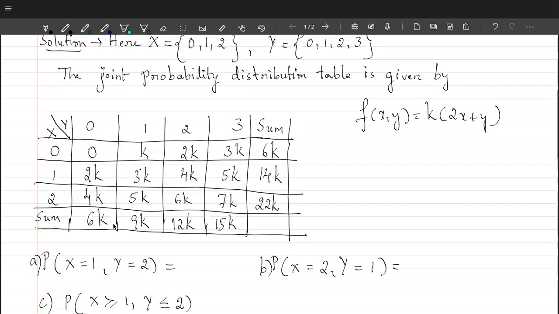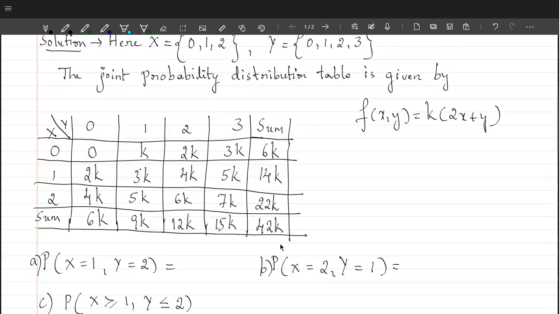Now we know that this row sum here should be equal to this column sum over here, and that sum should be equal to 1. So you get 6k plus 9k, that is 15, 15 plus 12, that is 27, 27 plus 15, that is 42k. So the total of this row sum is 42k. Let's calculate the column sum and check whether it is the same. 14 plus 6, 20, 20 plus 22k. So the total here is the same, that is 42k. You can note that this row sum is the same as this column sum and that sum is equal to 42k.